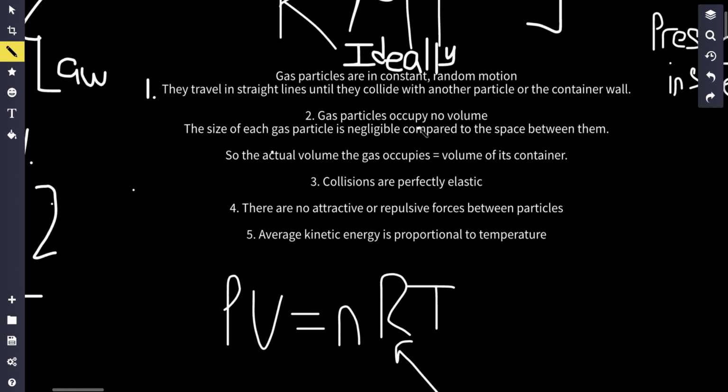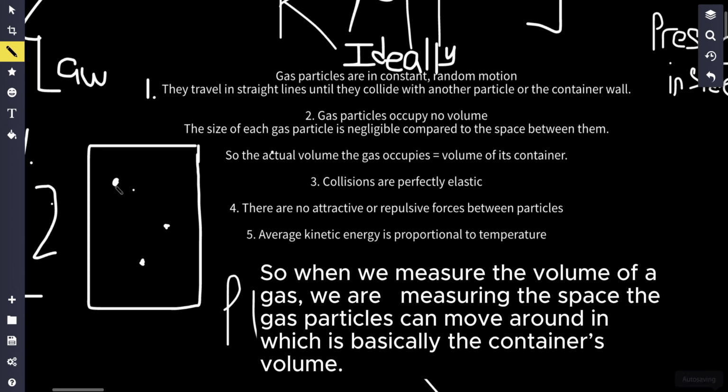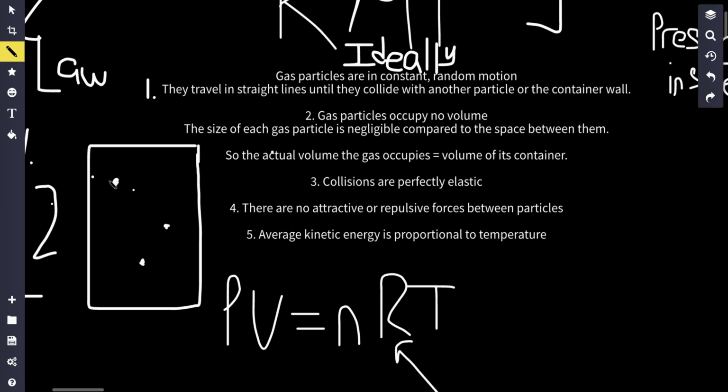Gas particles occupy no volume. Essentially what that means is that the size of each gas particle is negligible compared to the space between them. So compared to the volume of this container, these gas particles pretty much occupy no volume at all because the size is just so small.